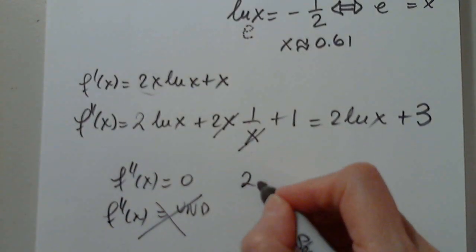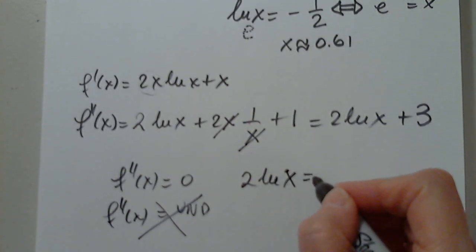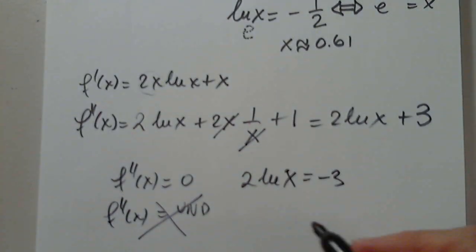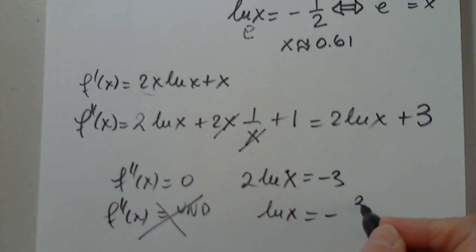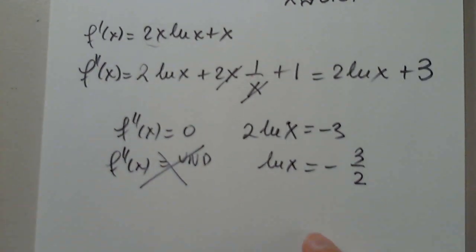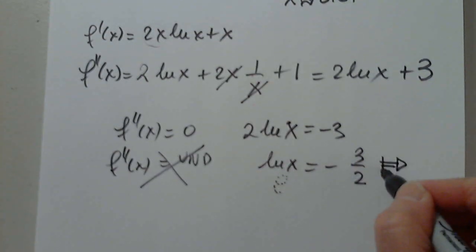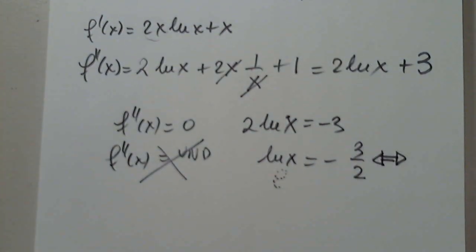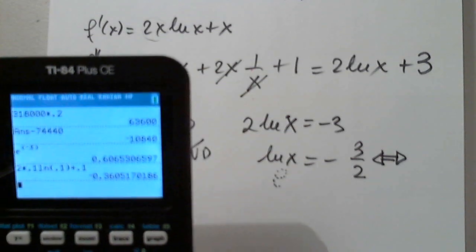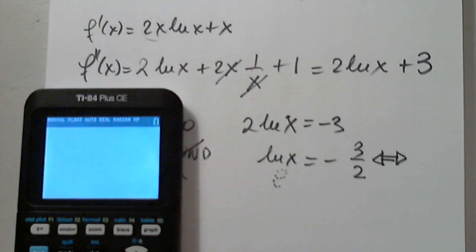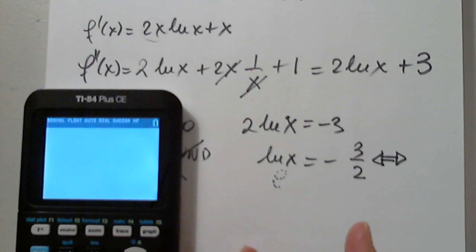Good. So then 2 natural log x equals negative 3, and natural log x equals negative 3 over 2. And remember, I have to change it into an exponential equation to solve it. How do I change it? Anyone would like to help? How do I change this into an exponential equation?